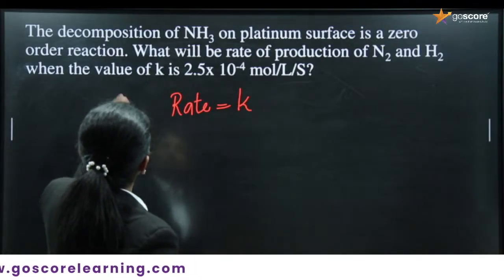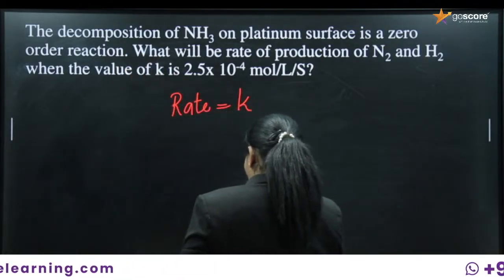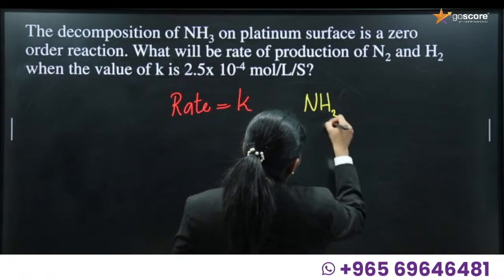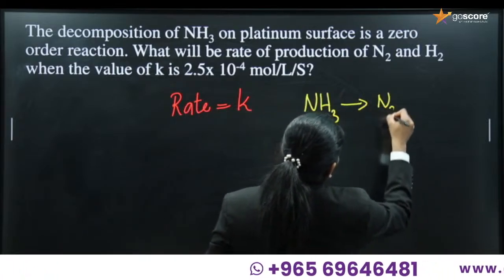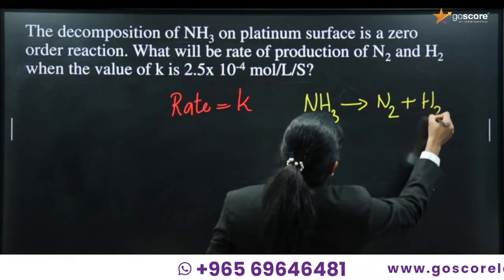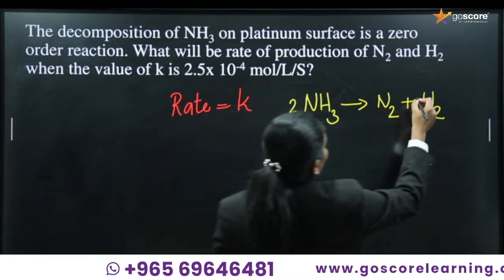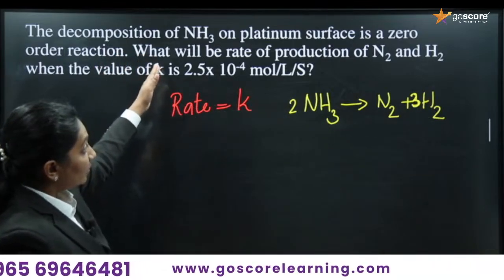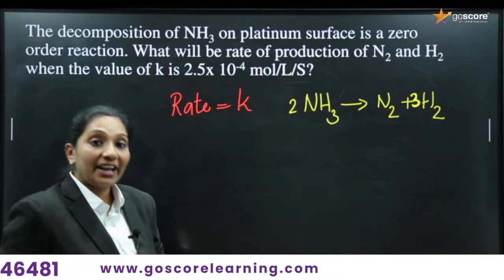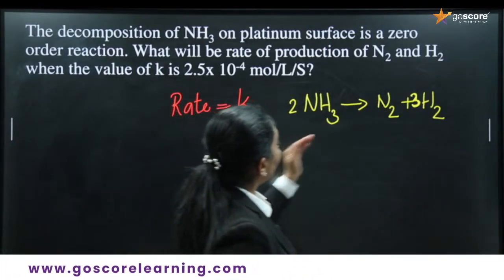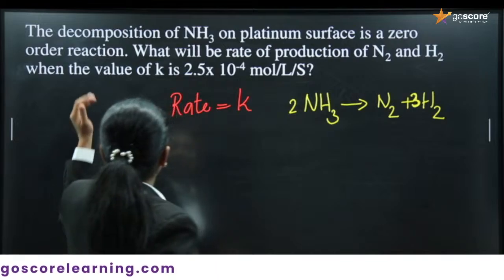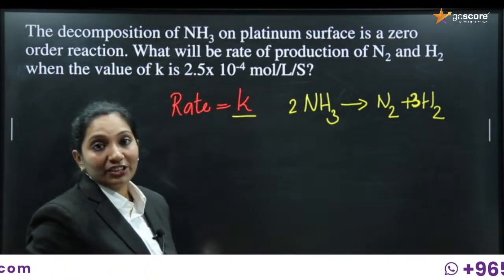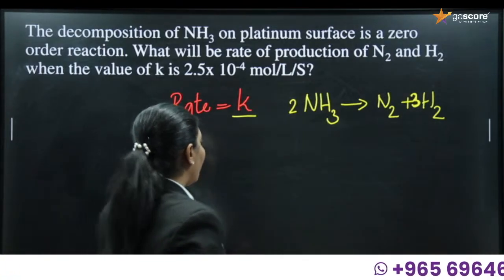Okay, so we can write the decomposition of ammonia. It will be ammonia decomposes to give nitrogen and hydrogen. Okay, see, what do you want to find out? What will be the rate of production of nitrogen and hydrogen when the value of this rate constant is 2.5 into 10 the power minus 4.